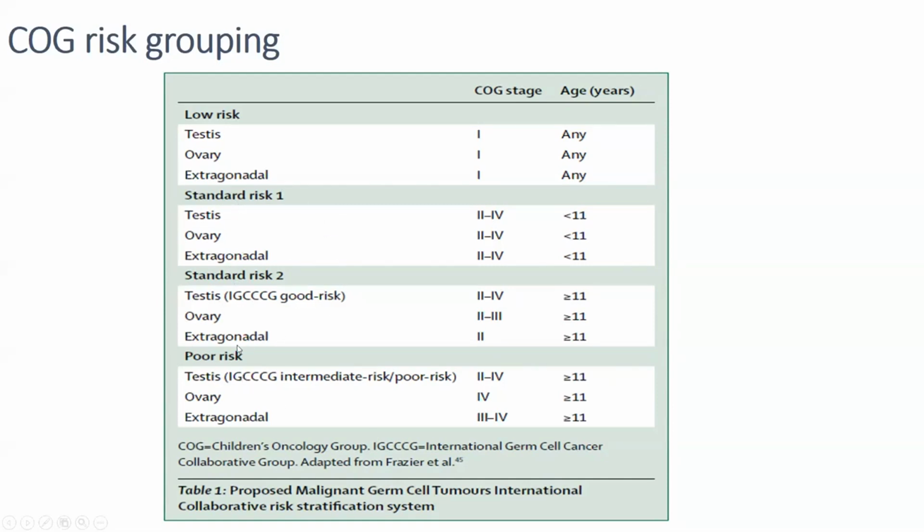And poor risk is that which generally does not respond to the standard chemotherapy, and so there are studies on high dose chemotherapy or other extensive chemotherapy to see if there is any improvement by adding other drugs in this risk group.